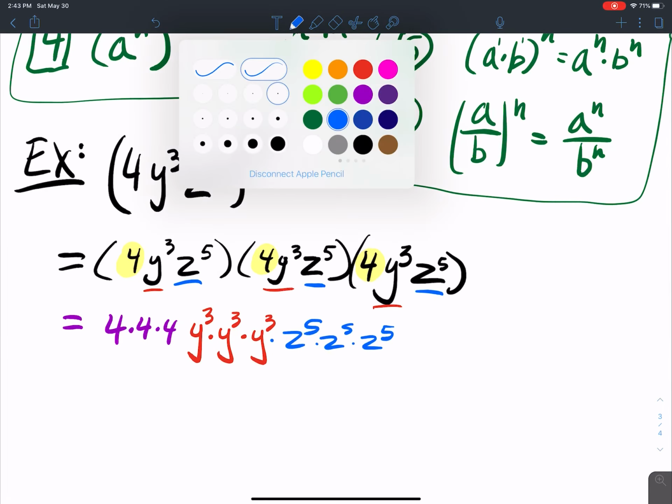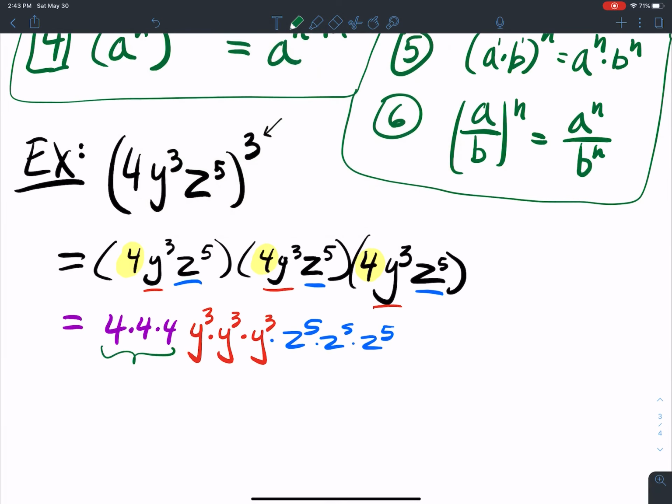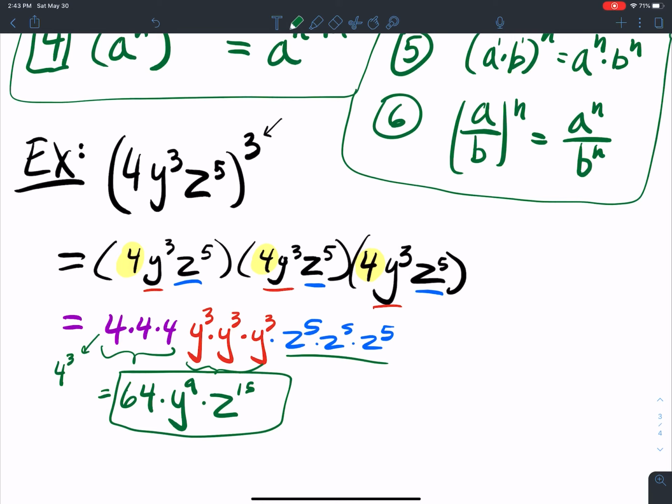So what's going to happen? 4 times 4 times 4, multiply that in your calculator, you get 64. You could also write this as 4 cubed, right? And then what are you going to have? Well, you've got 3 y's, 3 y's, 3 y's, 3, 3, 3. That's 9. So there's 9 of those y's there. So I'm going to put y to the 9. And then last, what do I have? I got 5, 5, 5. That's 15. So z to the 15. So that is one way to get your answer.